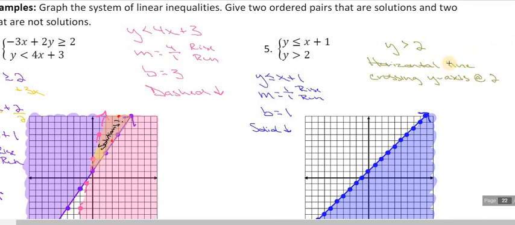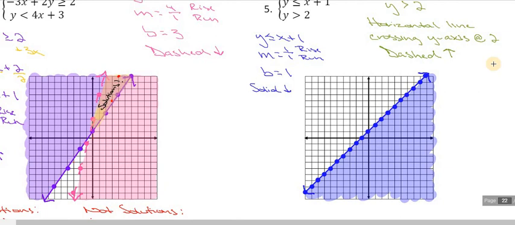Now that we've determined it's a horizontal line that crosses the y-axis at 2, we need to determine the type of shading. It's going to be a dashed line because it does not have the "or equal to." So we've got dashed. And because it's y is greater than, we're going above. So I'm going to go straight to my graphing. Horizontal dashed line through y equals 2.